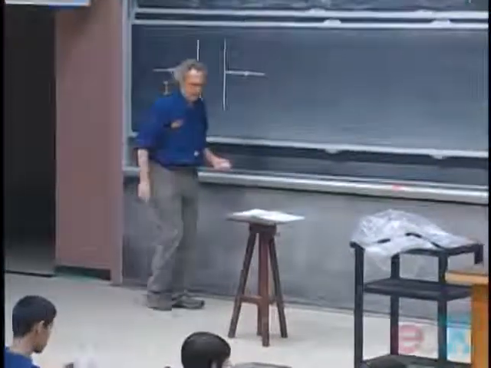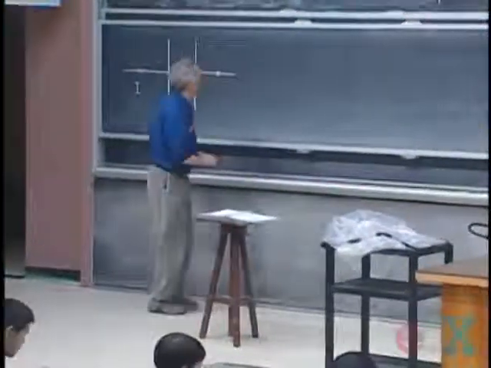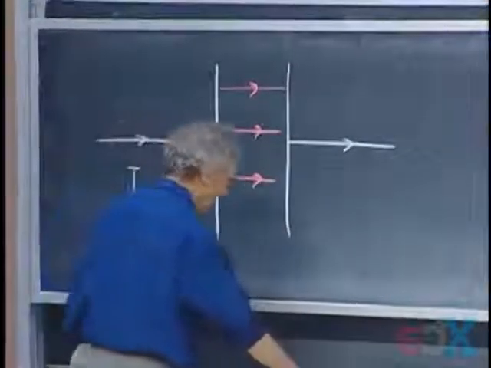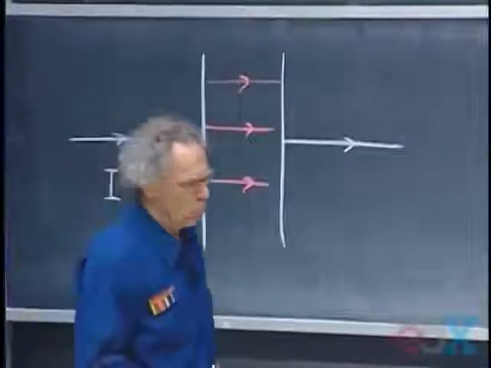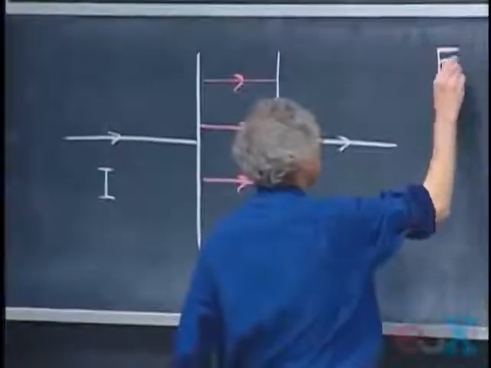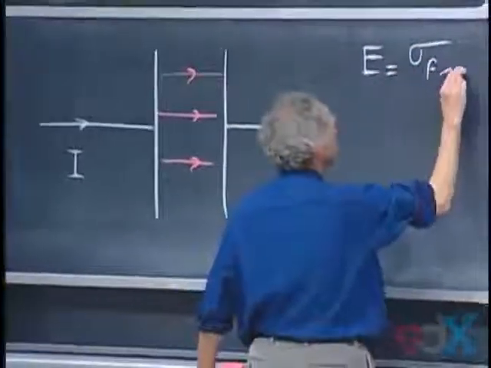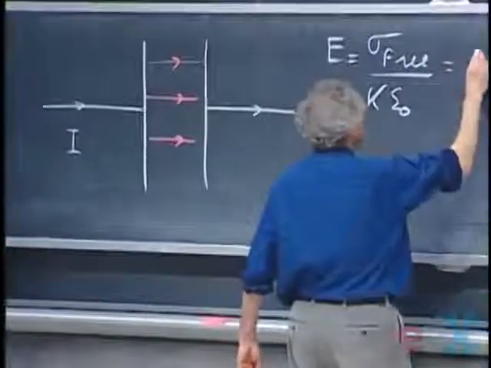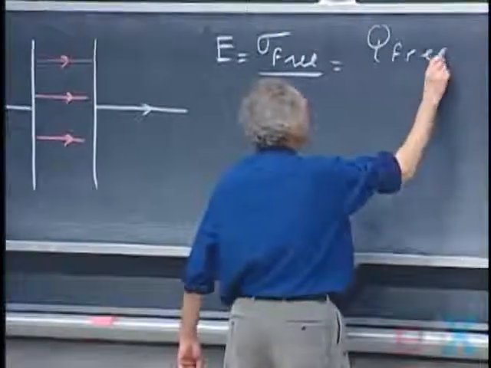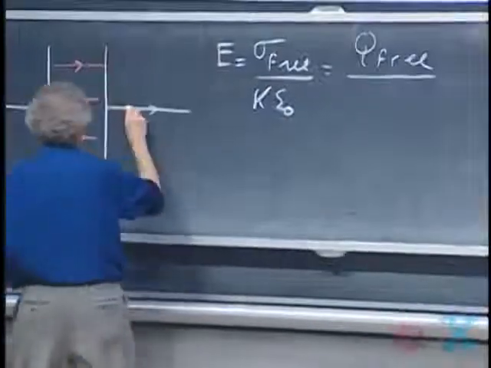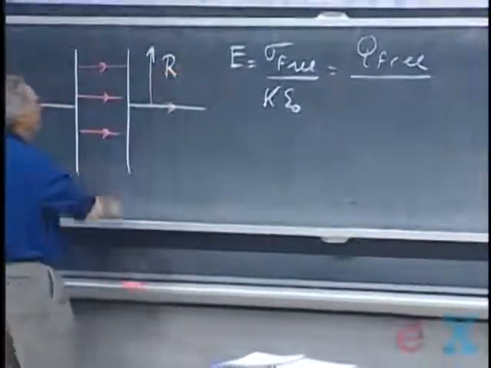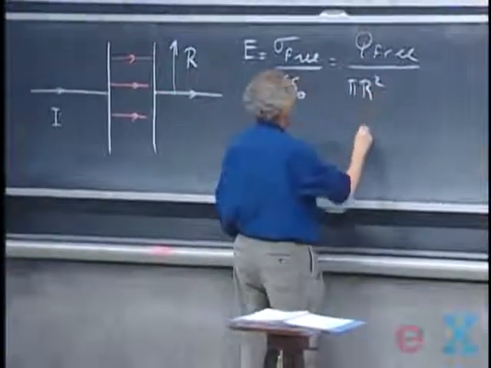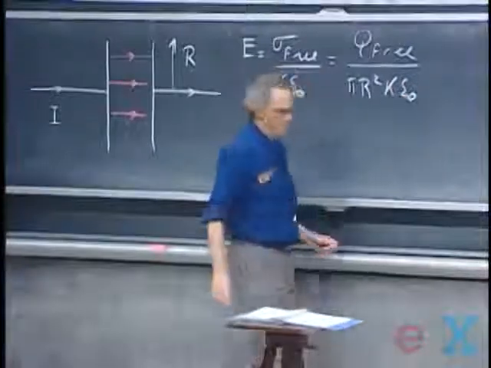And as we're running this current, clearly, we get a changing electric field inside the capacitor. The electric field inside the capacitor is sigma free divided by kappa epsilon 0, which is also Q free divided by the area. This is a circular plate capacitor. Capital R is the radius of that capacitor. So we get pi R squared kappa epsilon 0.